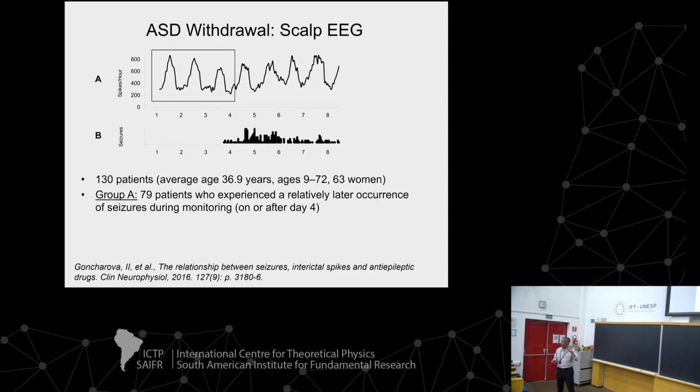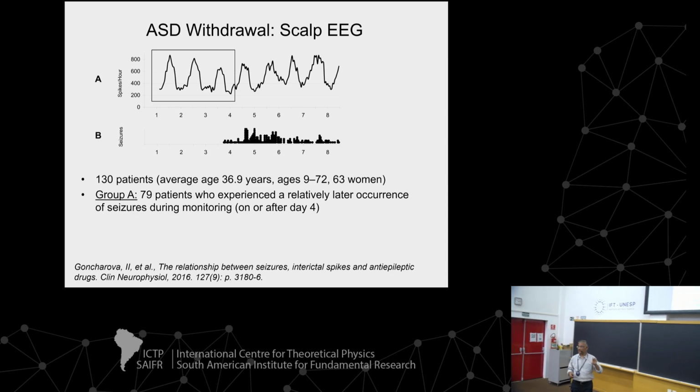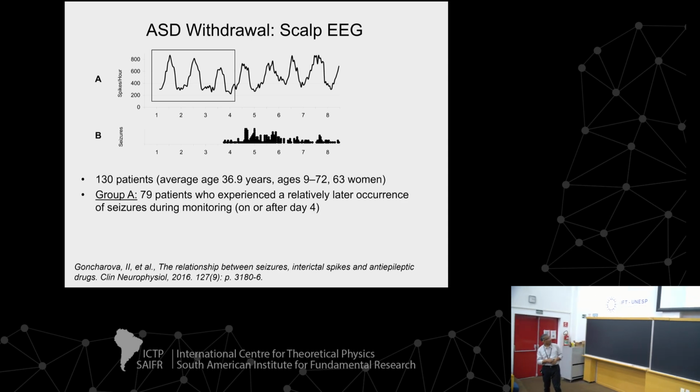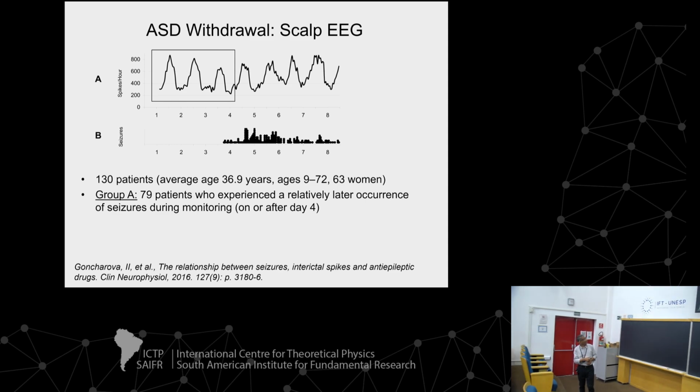Now, as I mentioned, there's a confound in those data because they were measured after we put in electrodes, while the person was recovering from surgery to have those electrodes placed. So we repeated the study in scalp EEG patients. We looked at 130 patients. Of these, 79 didn't have seizures in the first 3 days. Then they had seizures. This is just a count of seizures on days 4 through 8.